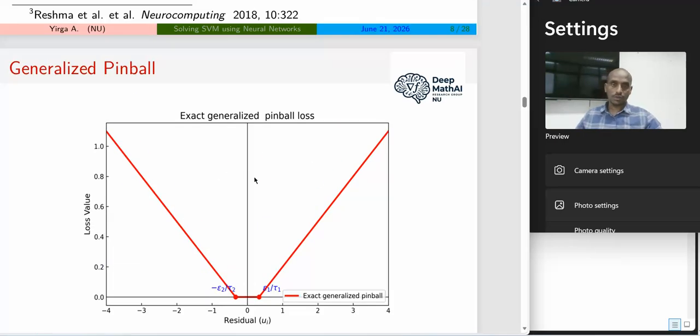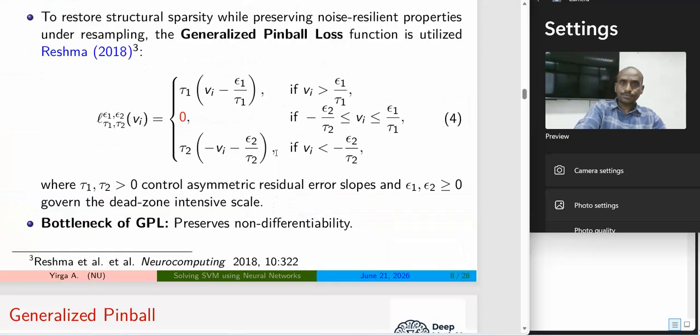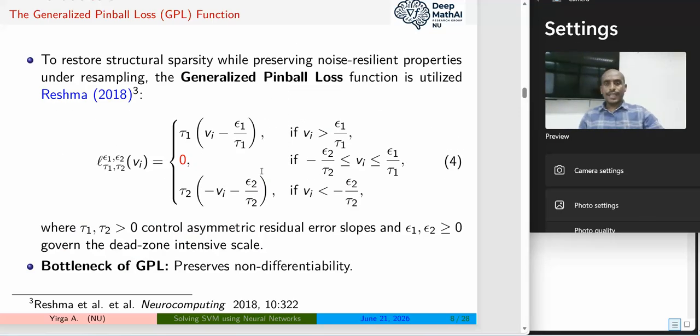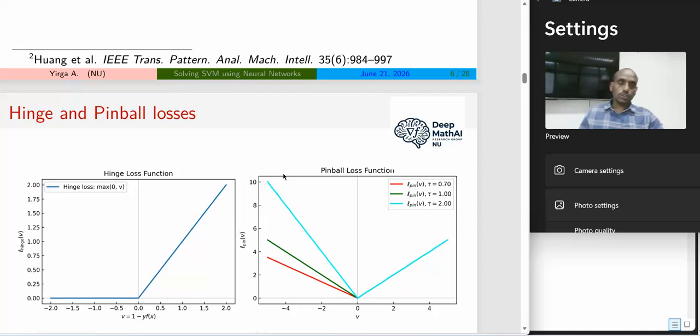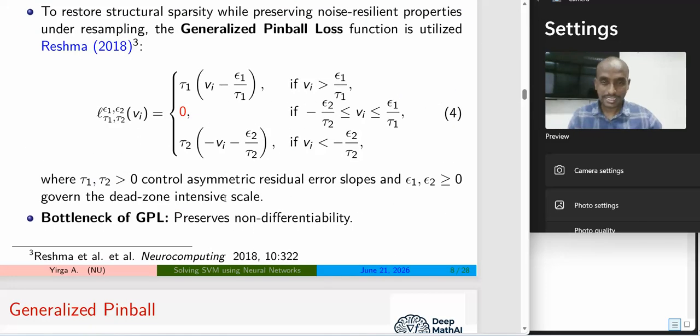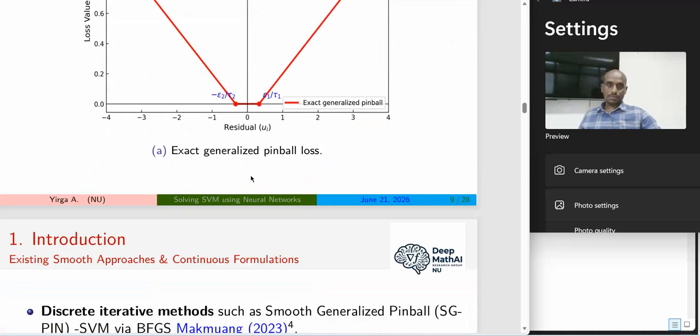This is the figure of the generalized pinball loss. If we take, for example, epsilon to be 0 and tau 1 to be equal to tau 2, then the generalized pinball loss will be reduced to the pinball loss. So the generalized pinball loss, as its name indicates, is a generalization of the standard pinball loss.